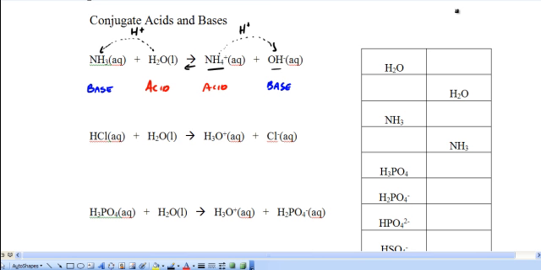Now, when ammonia behaves as a base, the product will always be ammonium. When NH3 takes on a proton, it always forms NH4+. So that pair is always seen together in a reaction. Similarly, when water behaves as an acid, it always forms hydroxide as its base. We call these conjugate pairs. This is a conjugate pair, and this is going to be a conjugate pair.